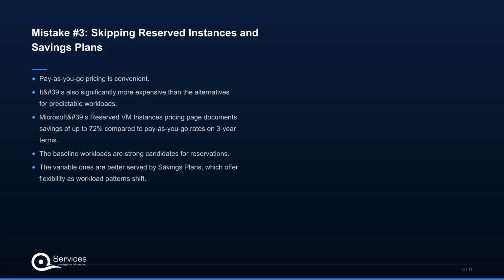Now, moving on to mistake number 3, skipping reserved instances and savings plans. Pay-as-you-go pricing is convenient. It's also significantly more expensive than the alternatives for predictable workloads. Microsoft's reserved VM instances pricing page documents savings of up to 72% compared to pay-as-you-go rates on 3-year terms.